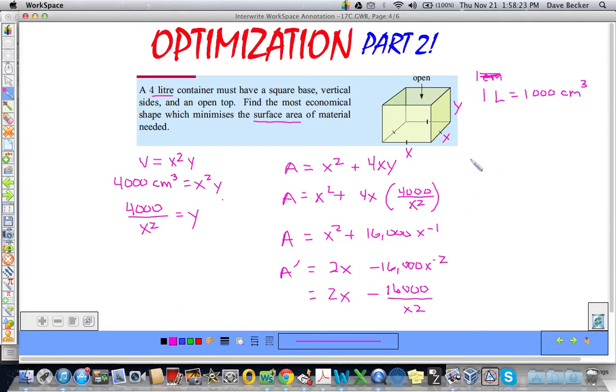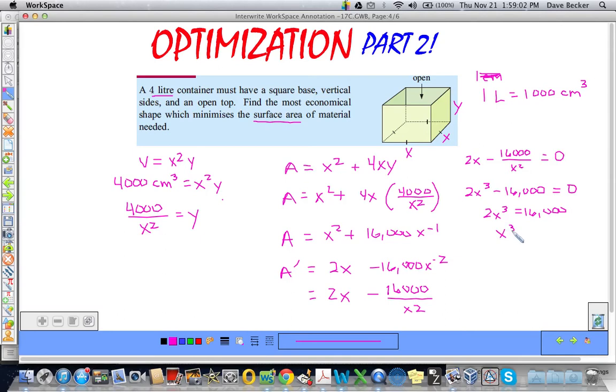So the derivative equal to 0. So I would take 2x minus 16,000 over x squared, set it equal to 0. I'm going to multiply everything by x squared to clear this fraction, and that would give me 2x cubed minus 16,000. X squared times 2x is 2x cubed, x squared times 16,000 over x squared is 16,000, and x squared times 0 is 0. So solving this, 2x cubed would equal 16,000.